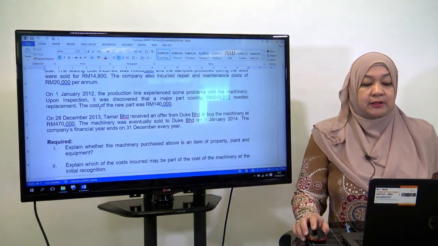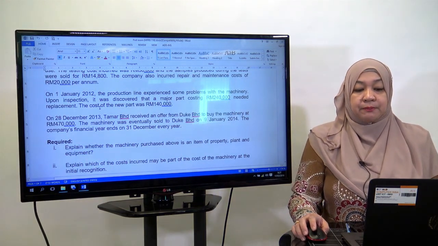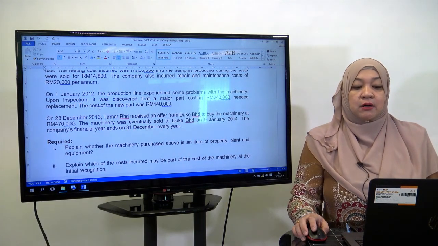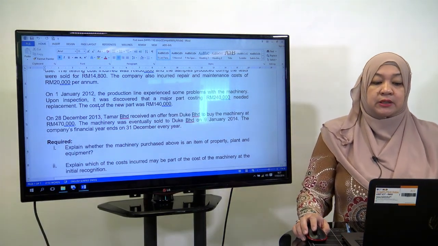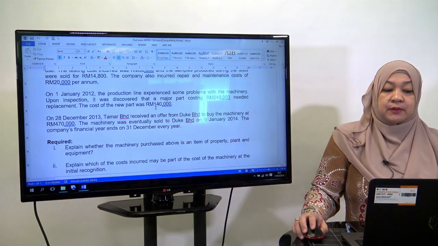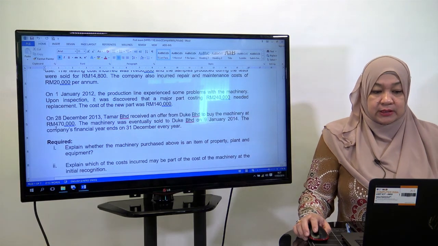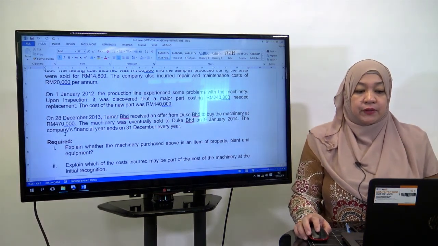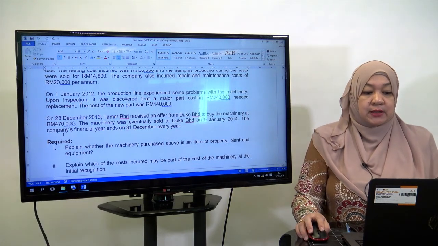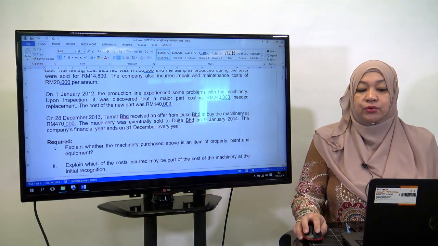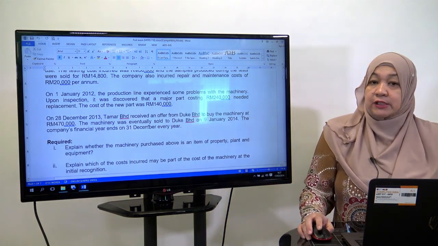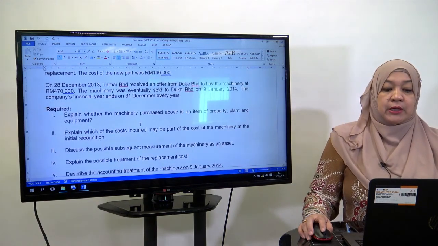Then on 1st January 2012, they experienced some problem with the machinery, and upon inspection, they discovered that a major part costing 240,000 needed to be replaced, and this cost 140,000. On 28 December 2013, Tamar Berhad received an offer from Duke to buy the machinery at 470,000, and this machinery was eventually sold to Duke on 9 January 2014. The company's financial year ends on 31st December every year.